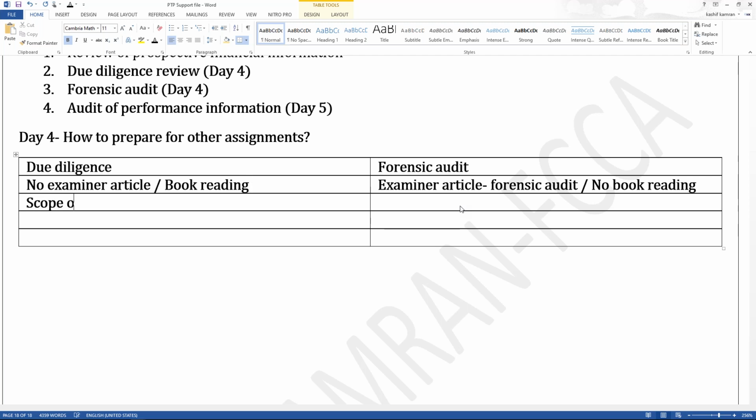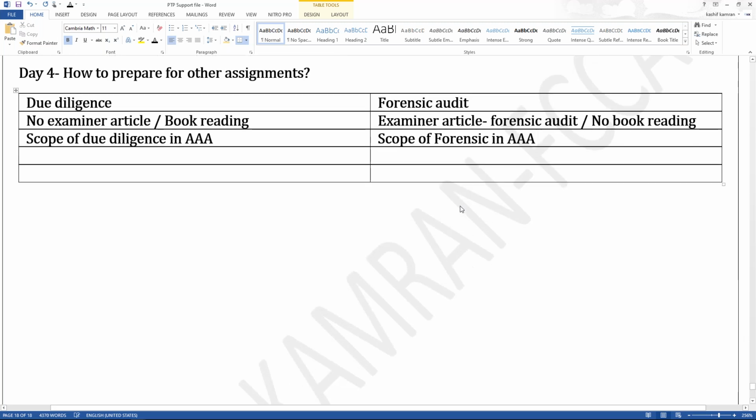What is the scope of due diligence in the AAA paper? And the same question, what is the scope of forensic in the AAA paper? Now, how would you know that? It's so simple. When you want to investigate what is the scope of due diligence, how the examiner puts a question on due diligence, or how the examiner puts a question on forensic, then you need to visit the past papers, right? You need to rigorously solve the past paper. And one very important thing which you need to listen carefully is that there is a lot of repetition in other assignments.